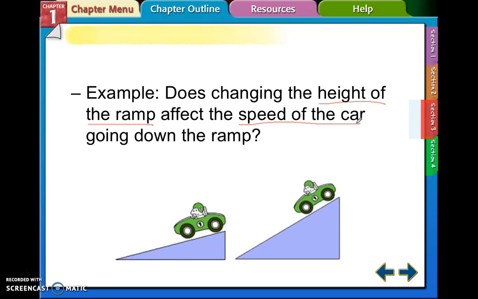So in this one question, you can determine the independent variable, the thing you can change, and the dependent variable, the thing that changes because of what you changed. So the dependent variable, you have no control over the dependent variable. It happens because of something else. You have control over the height. That is the independent variable. You do not have control over how fast the car goes.